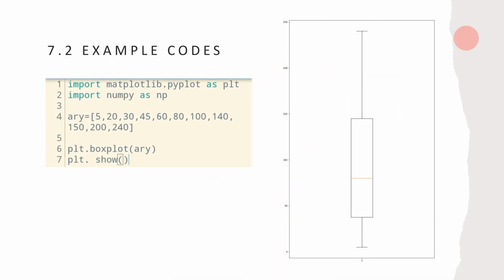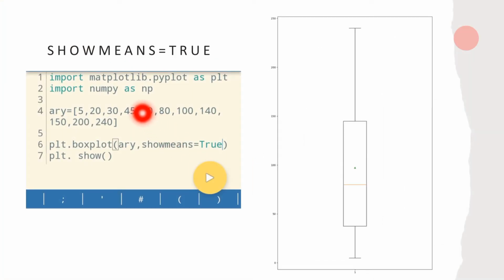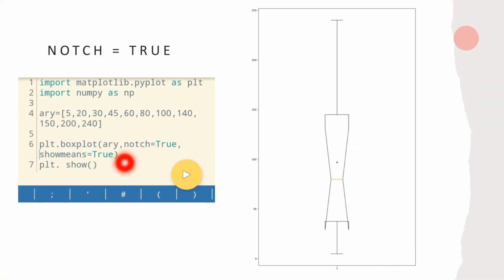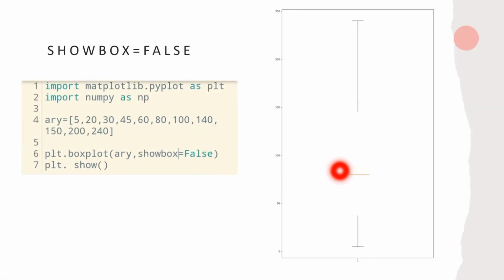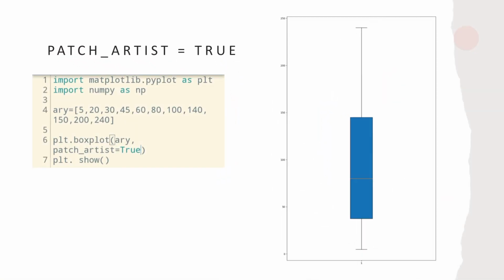Now some examples. This is a box plot, nothing is displayed, only just data. Then it will look like this with one data value. And if show means is given true, this green marker will come up here with the same data. And if show means is true and notch is also true, the notch graph looks like this. And if show box is false, there will be no box at all, just the data. And if patch artist is true, it will fill up the colors.